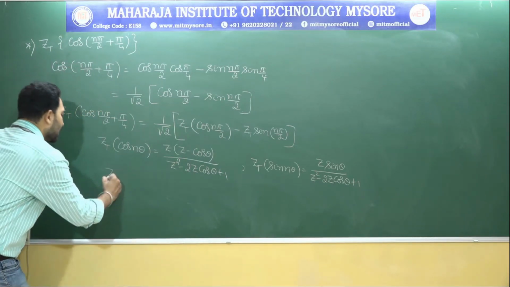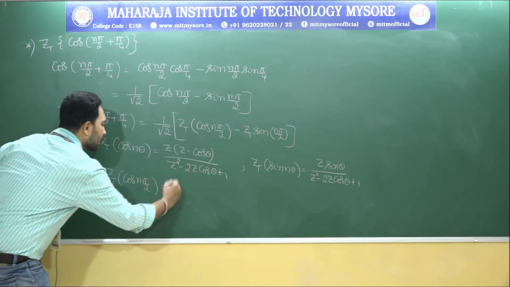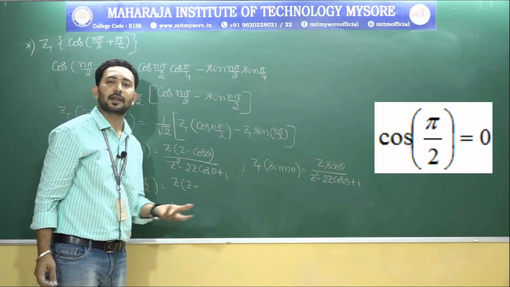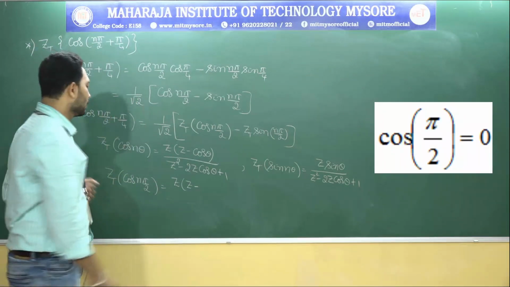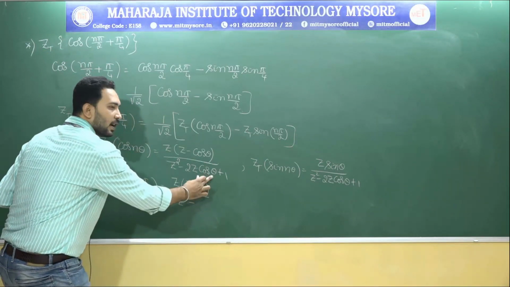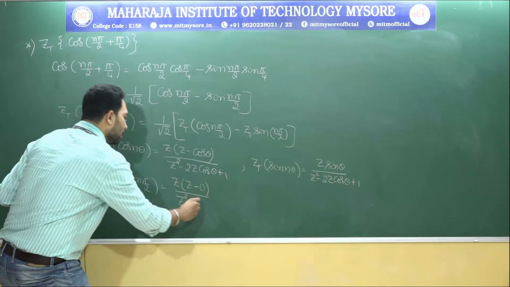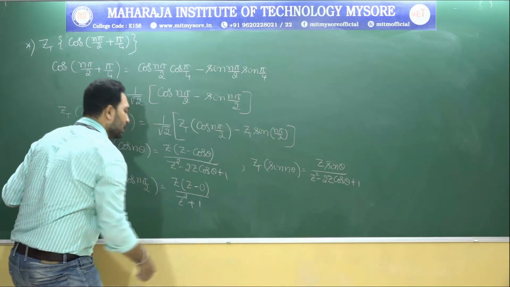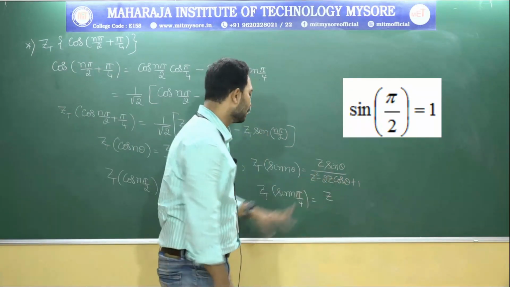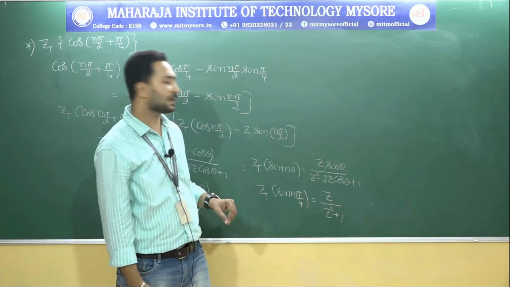If I replace theta by pi by 2, we will get cos of n pi by 2 as z into z minus cos 90, and cos 90 is 0, divided by z square minus 2z cos 90, again 0, plus 1. So z square plus 1 in the denominator. Similarly, z into sin 90, which is 1, so z divided by z square plus 1, because cos 90 is 0.